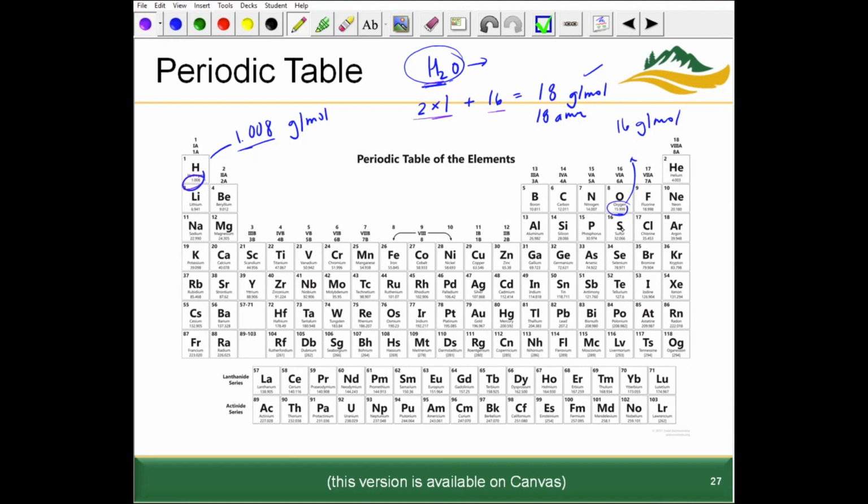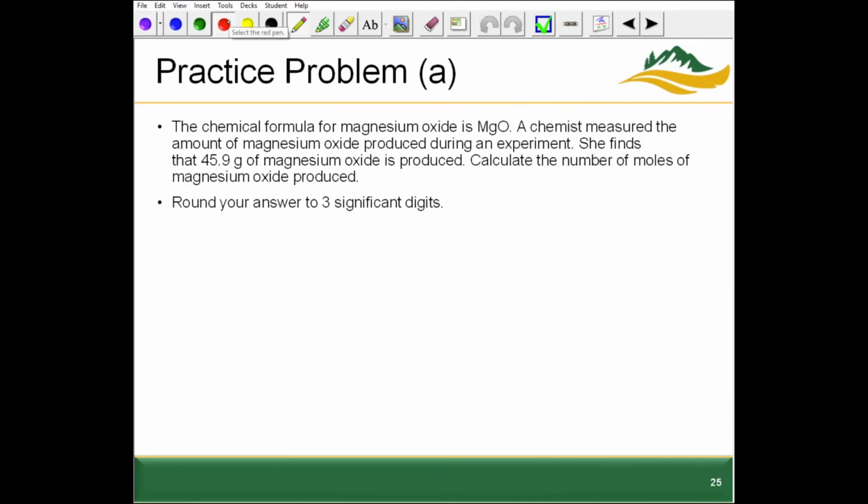For sulfur dioxide, we find sulfur, we see that it's 32.066. Then we also needed the atomic mass of oxygen, or 16. So we're getting really comfortable with using the periodic table, identifying the atomic number, identifying the atomic mass. Let's do some more practice with molecular mass and Avogadro's number.